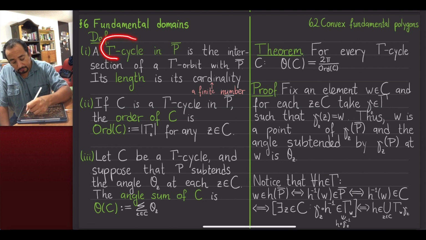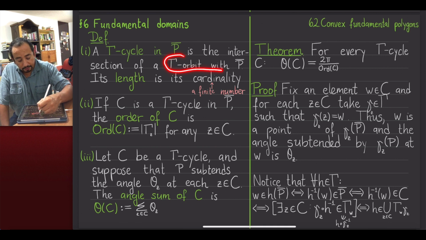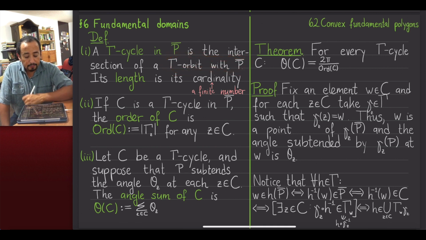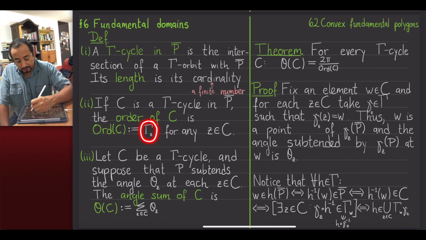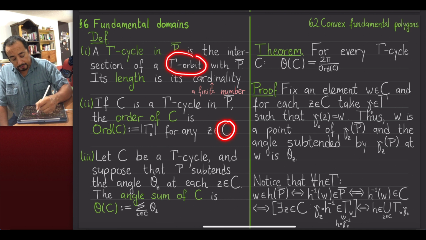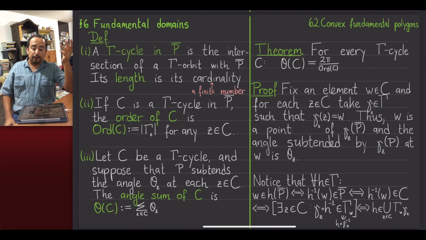So recall that we defined the notion of a gamma cycle in P bar as the intersection of any gamma orbit with P bar, where P bar is defined to be the topological closure of P in the hyperbolic plane H. We also defined the order of any given gamma cycle as the order of the stabilizer of any of its points. Since all the points in any given gamma cycle belong to the same orbit, their stabilizers are all conjugate to each other inside gamma. So they all have the same number of elements.